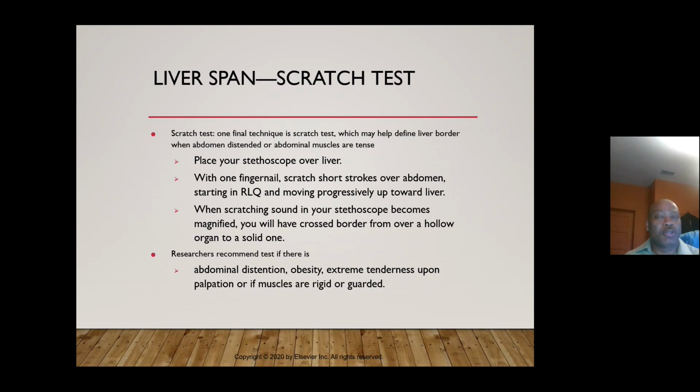What we're going to hear is a distinctive change in sound, because you're over a more solid organ. In the right lower quadrant, you have more of a hollow sound. But once you move over the liver, which is a more solid organ, it should change. So when the scratching sound in your stethoscope becomes magnified, you will have crossed the border from over hollow organs to a solid one. And that's what I just mentioned. That's what we're basically doing.